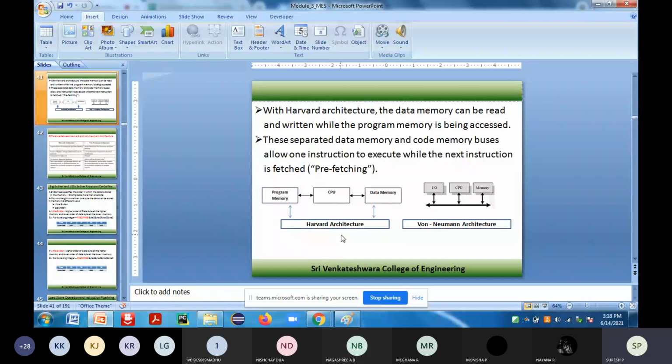Whereas in your Von Neumann architecture, since it is going to share the common bus, you can see it here, only one operation can be performed at one instance of time. Since only one operation is performed at one time, obviously the performance will be reduced.